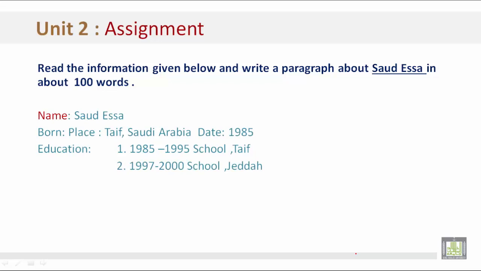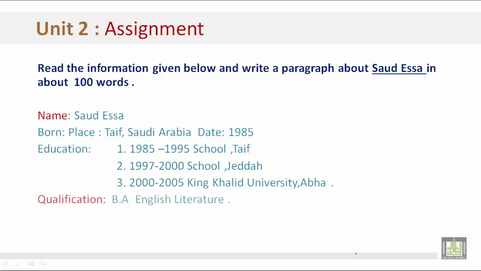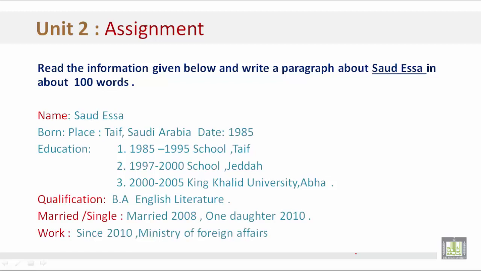Also from 1997 to 2000 in a school in Jeddah. Between 2000 and 2005, he went to King Khalid University in Abha. His qualification was a BA in English Literature. And he was married in 2008. He had one daughter in 2010. Since 2010, he's been working with the Ministry of Foreign Affairs.